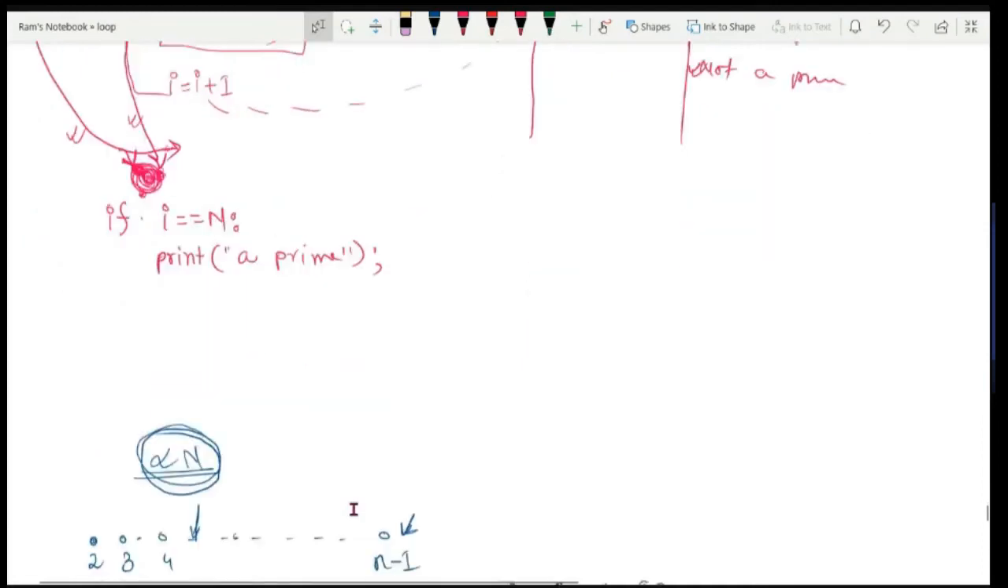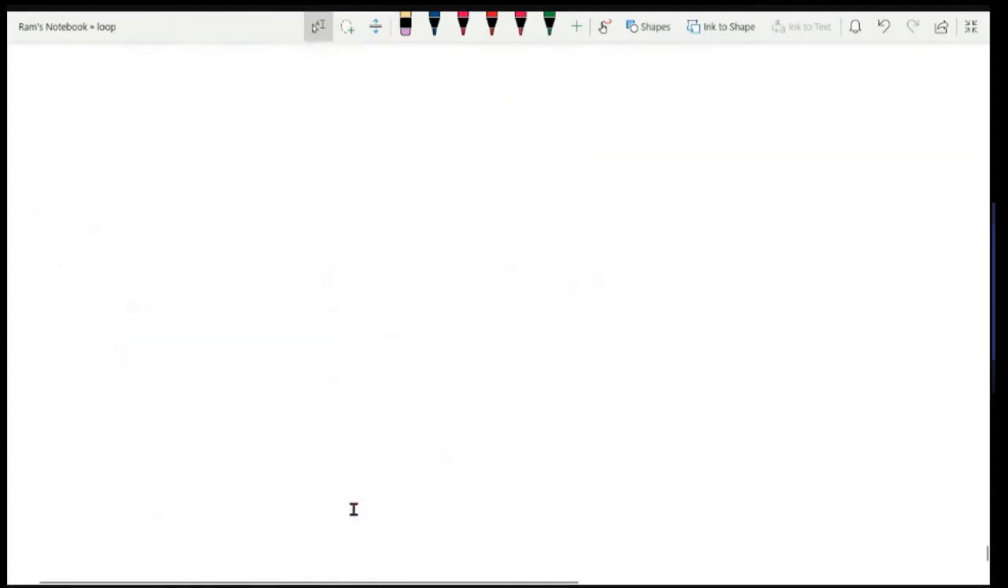Now in this video, in the last class what we did is we started with the number 2, checked 3, then 4, and all the way up to n minus 1. This entire range we checked to determine whether the given number n is a prime number or not. So in this video we'll try to see if there is a way to improve that condition.